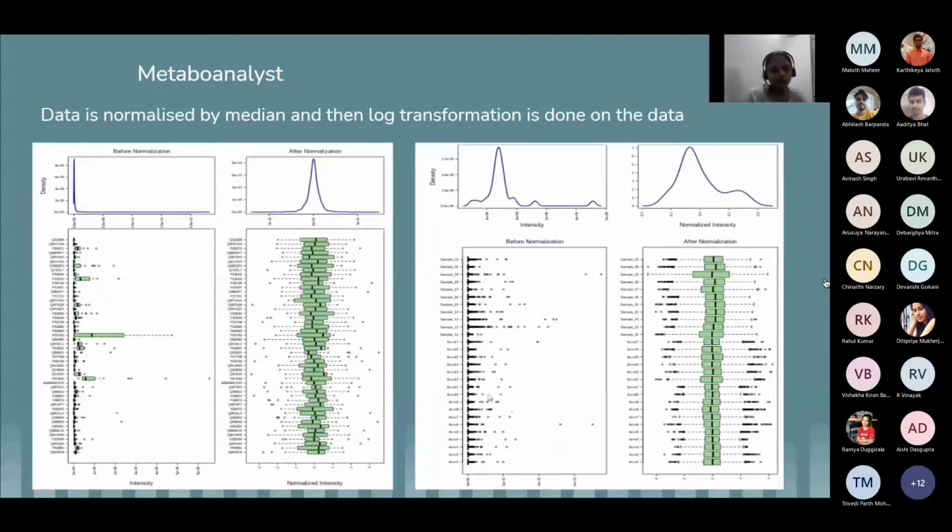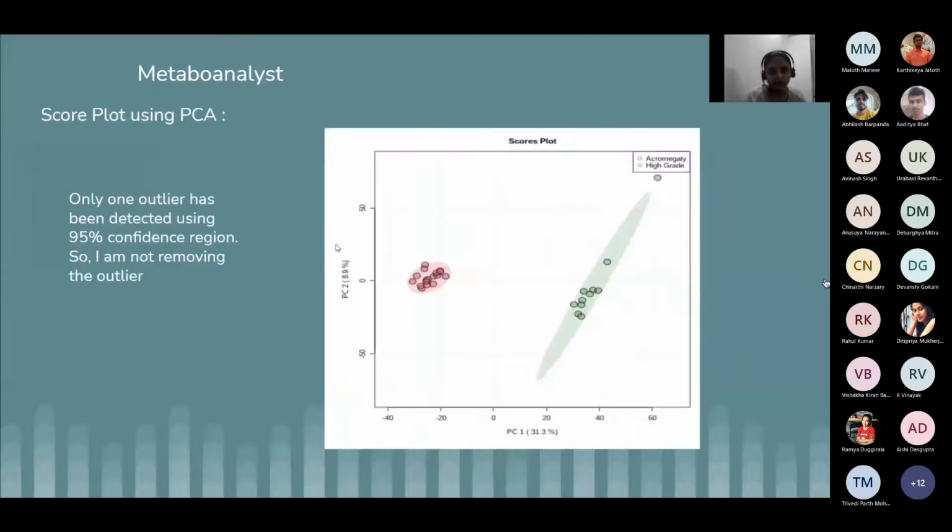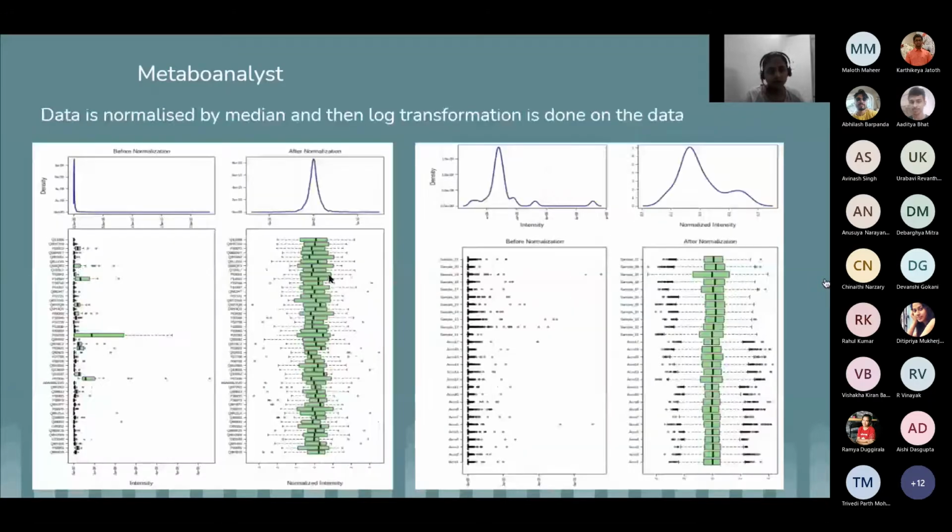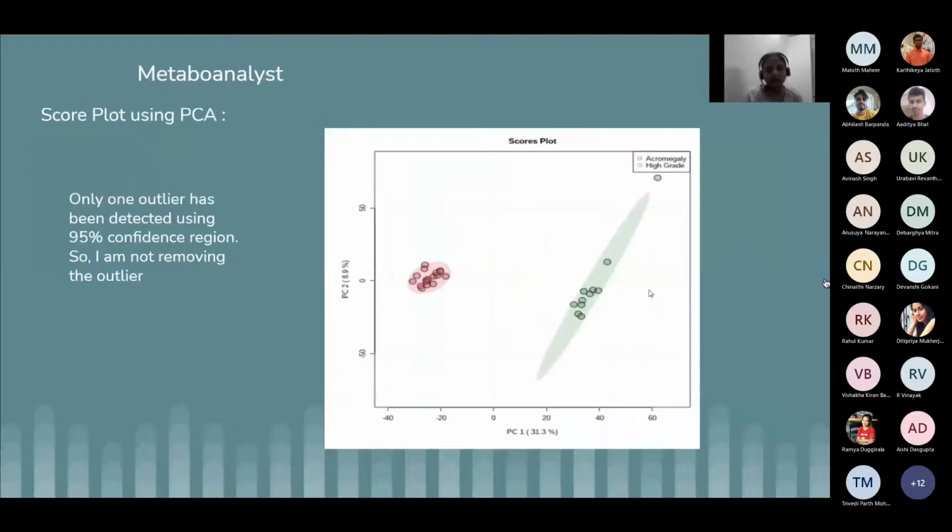Now, after doing the missing value imputation, the data is normalized by median, and then log transformation is done on the data. As we can see, this is the data after normalization. Next, I have taken the score plot using PCA. Here I have used a 95% confidence region. As we can see from the plot, there is one outlier that has been detected.